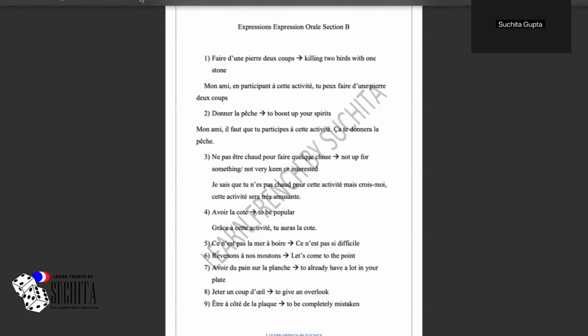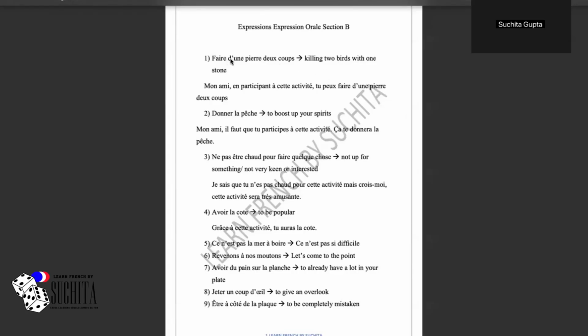I remember one group who presented a dialogue. In one dialogue, they used some 6, 7 proverbs. And then I told them no, you don't have to overuse them. It's not like only if you use these proverbs, then you get your desired score. No. But if you use them, if it is really fitting your situation, then of course it helps you get some brownie points. Right? Now, first is faire d'une pierre deux coups, killing two birds with one stone.